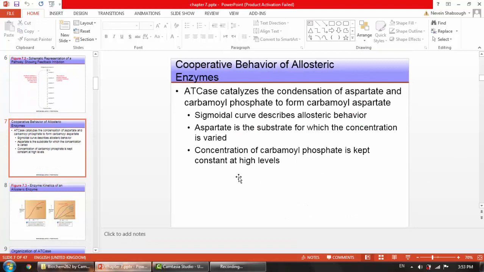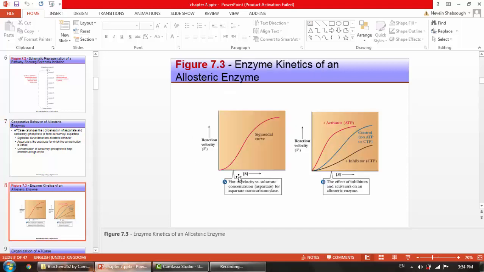Now, let's talk about the cooperative behavior of allosteric enzymes. As we saw, ATCase catalyzes the condensation of aspartate and carbamyl phosphate to form carbamyl aspartate. And we said a sigmoidal curve is produced for an allosteric enzyme. Aspartate is here the substrate for which its concentration is varied, and the concentration of the second substrate, carbamyl phosphate, is kept constant. How? At high levels, which means it is saturated.